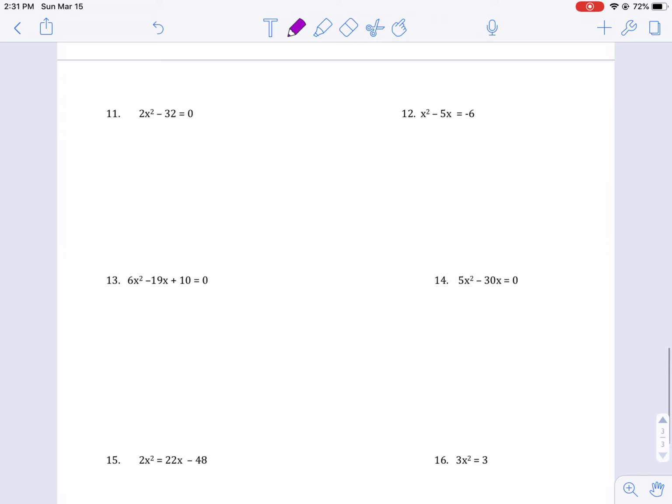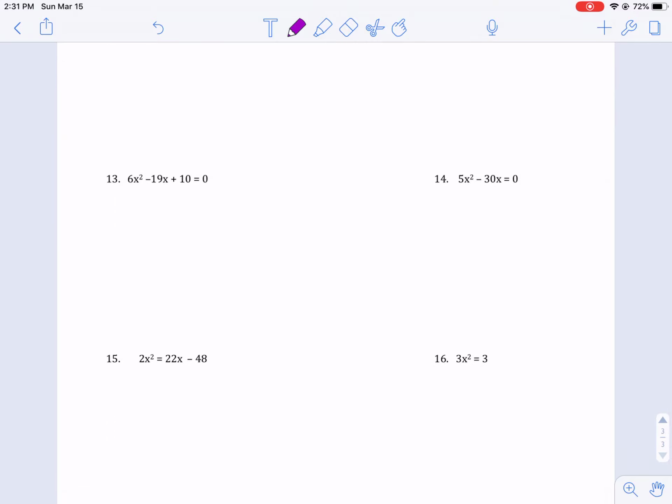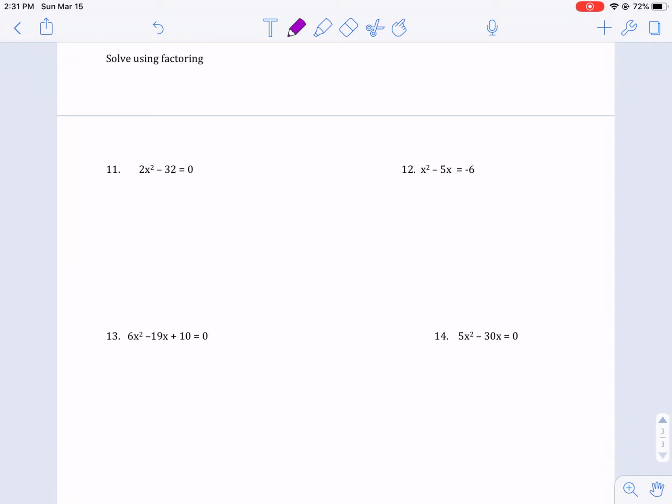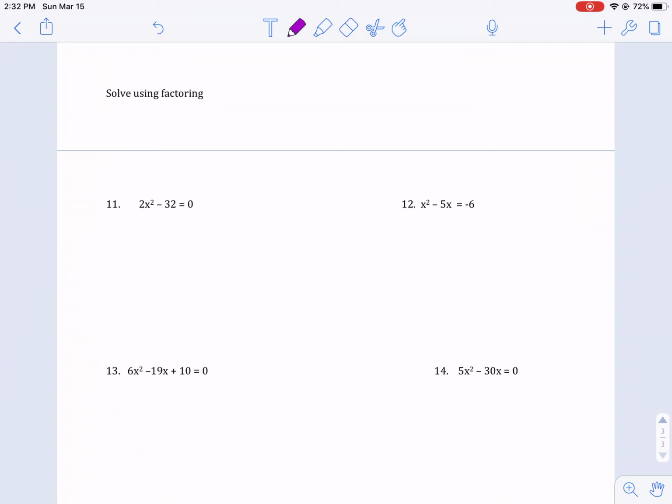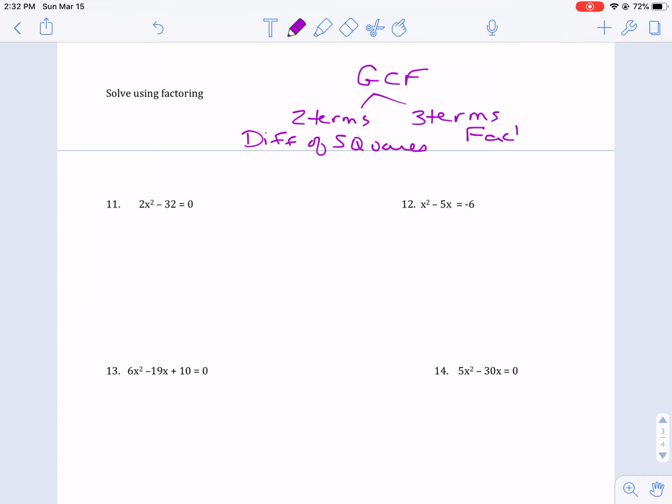Okay, and solve by factoring. Now, you haven't done this in a long time, so maybe I'll review a couple of them with you. Somewhere back in Unit 3.5, you did polynomials, and you have a nice little flow chart that tells you how to factor. So the GCF is what you look for first, then it's 2 terms versus 3 terms. And if it's 2 terms, you're looking for difference of squares. And for 3 terms, you're going to do factor by grouping unless you know the shortcut.